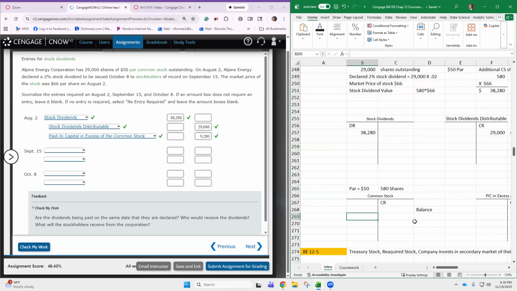The next entry is going to be to send out the shares. Now we're not sending out any cash. We're sending out the number of shares. We could find the balance in common stock, because they have 29,000 shares at $50 par. I'm going to calculate that: equals 29,000 shares times 50. So they've already got a balance of 1,450,000 in their common stock.